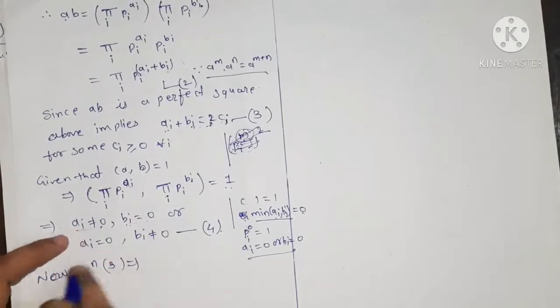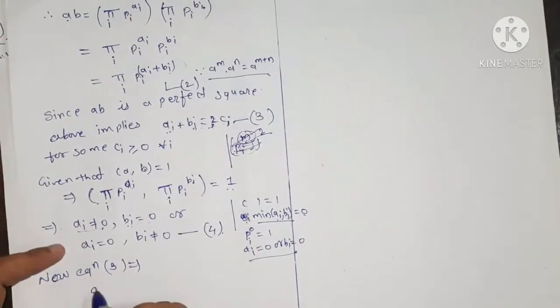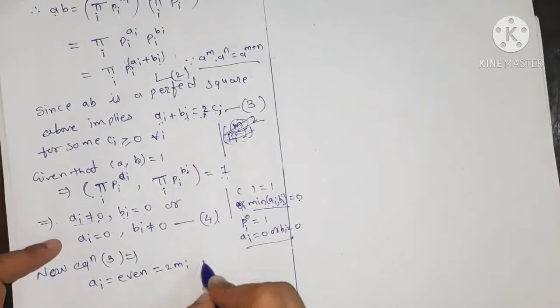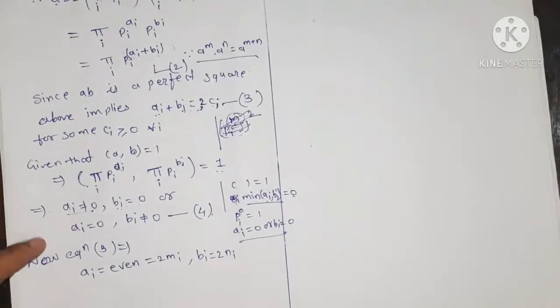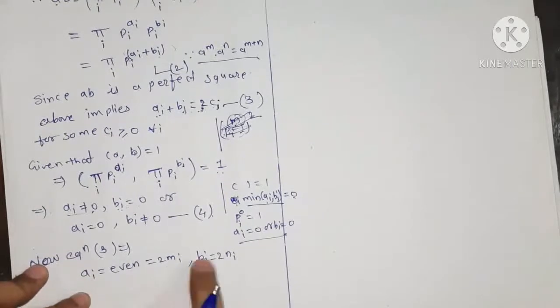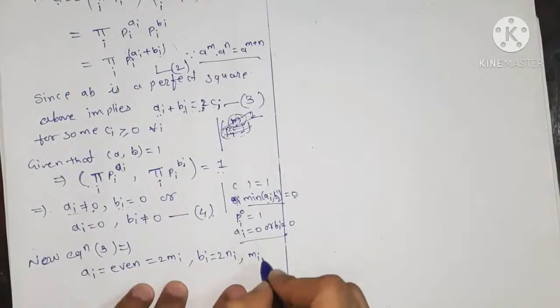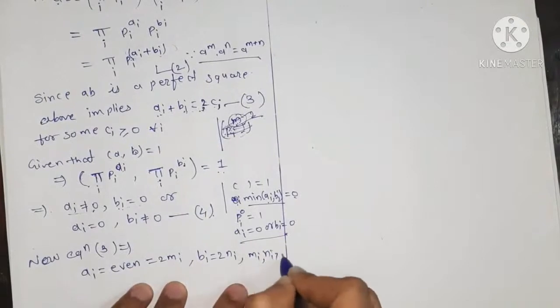So what this implies, equation 3 implies that a_i equals an even number, that is equal to twice m_i, comma, b_i is equal to twice n_i, that is a_i may be even or b_i will be even, and therefore, where m_i and n_i are some positive integers.